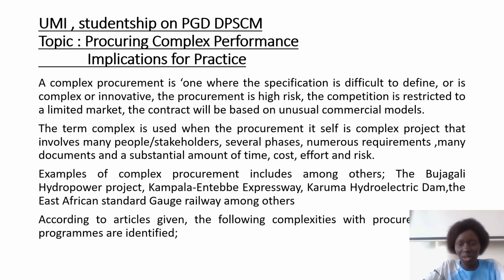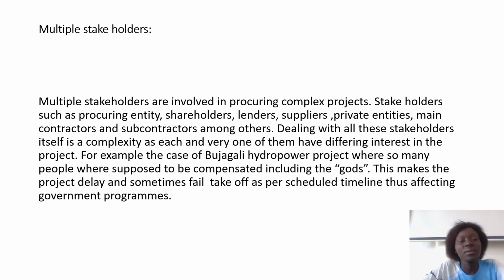In relation to the articles, we identified the following complexities. One, complex procurements involve multiple stakeholders. Therefore, it's a complexity because the procurement entity has to align with all the stakeholders' needs and wants to achieve their objectives. Dealing with these stakeholders is a complexity as each one has differing interests in the project. For example, in the case of the Bujagali power project, so many stakeholders had different interests in the project, therefore affecting the government program to be implemented.